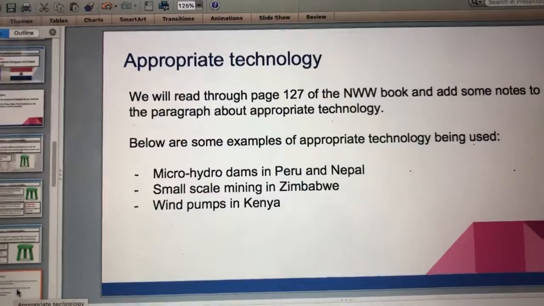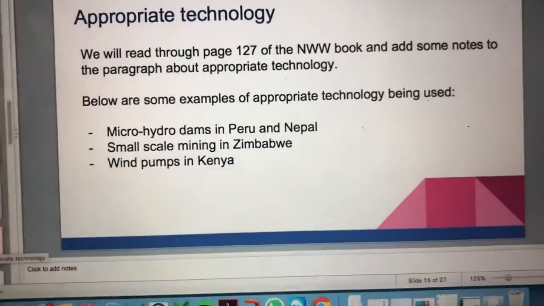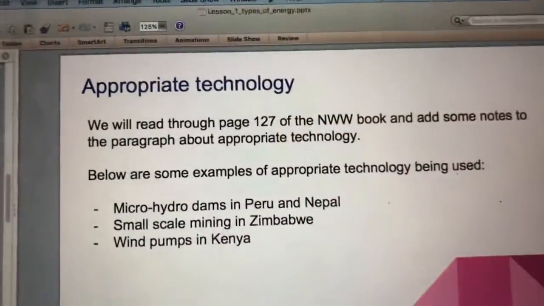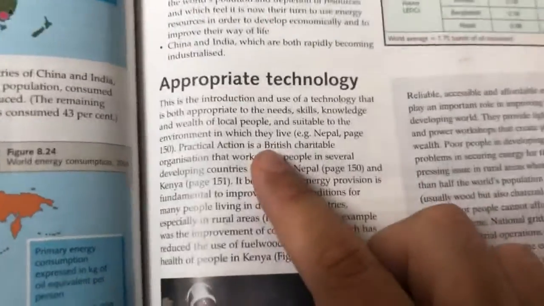On 127 in your New Wider World book, you can look at some of the case studies, okay? And we are actually going to look at this one in Alaska, okay? So just have a read through that. Now, I've given some examples of appropriate technology. On 127, if you go to 127, it talks about appropriate technology here, okay?